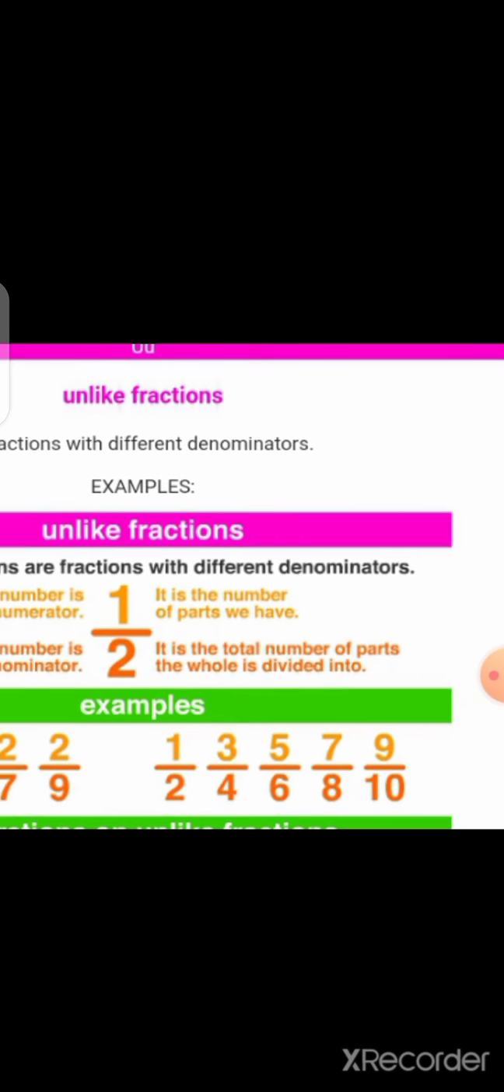If you look carefully, all the denominators are 2, 4, 6, 8, 10. These are the denominators that are different. Here the numerators are also different, but in unlike fractions we consider the denominators. If denominators are different, the fractions are unlike fractions.